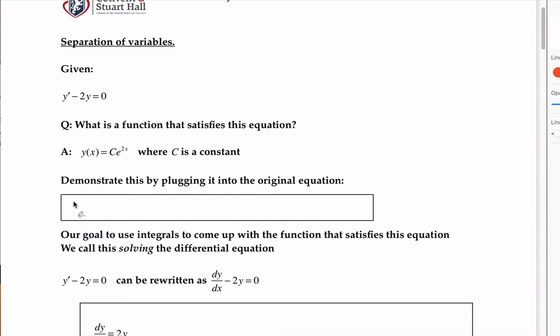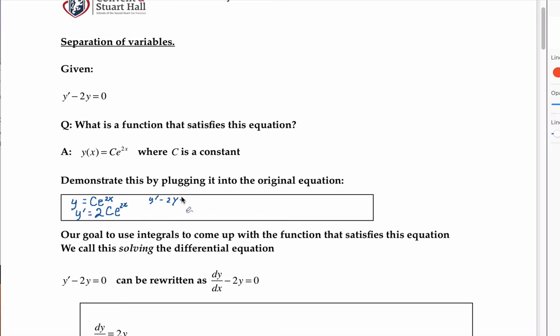So let's check it. y equals c e to the 2x. Now let's take the derivative. y prime equals, so the derivative of e to the 2x is e to the 2x times 2. So that's 2c e to the 2x. And now let's check this out. So is it true? y prime minus 2y equals 0?